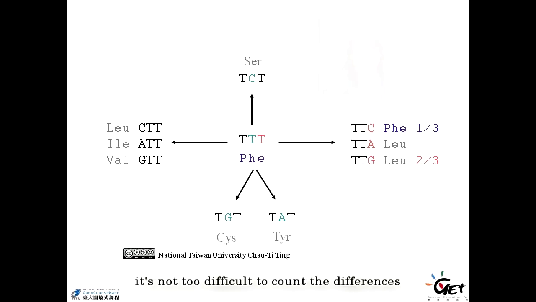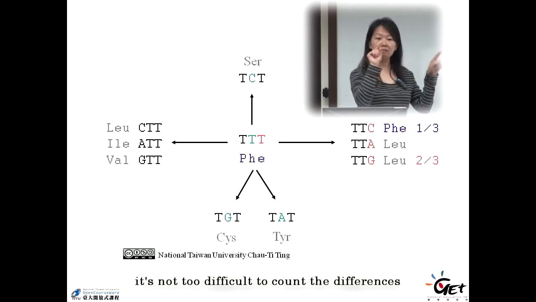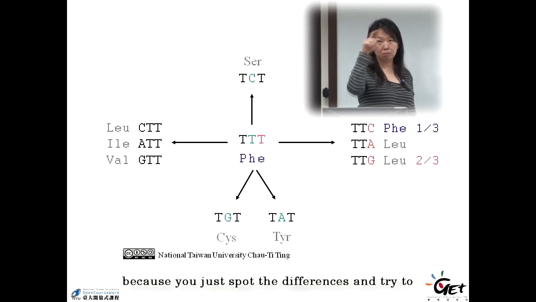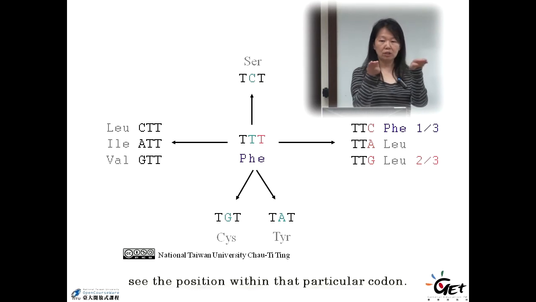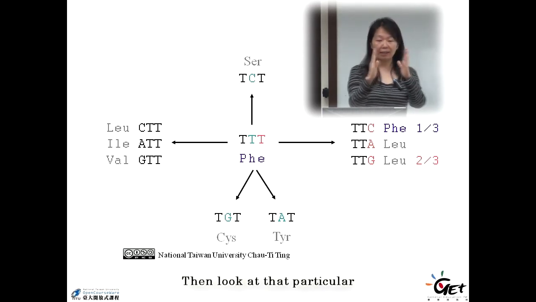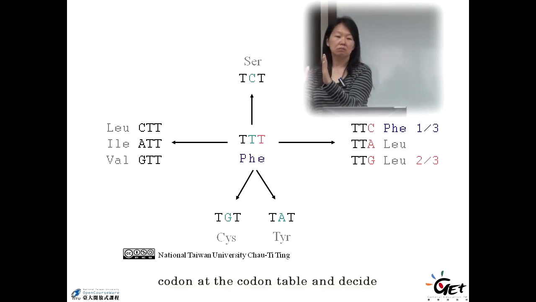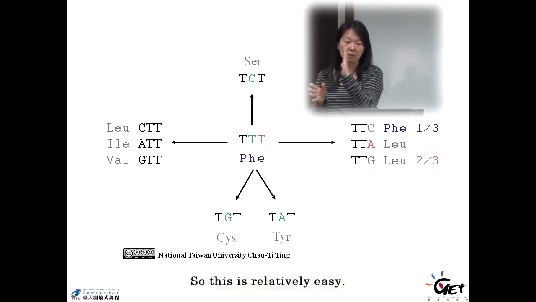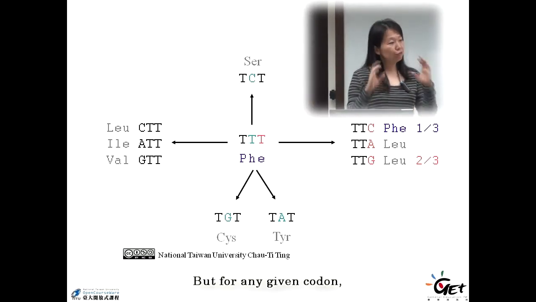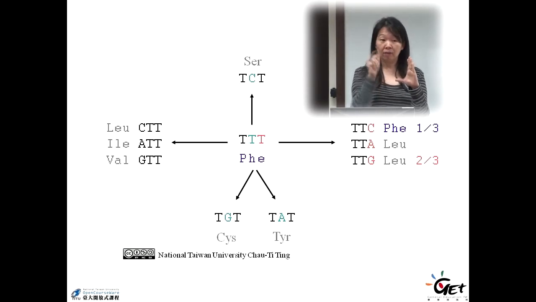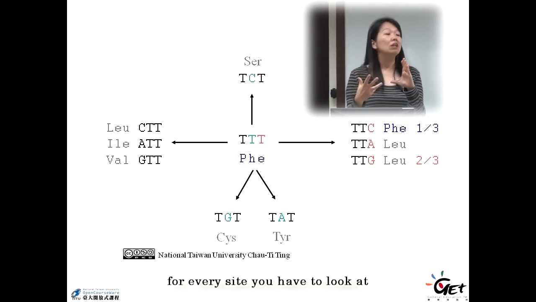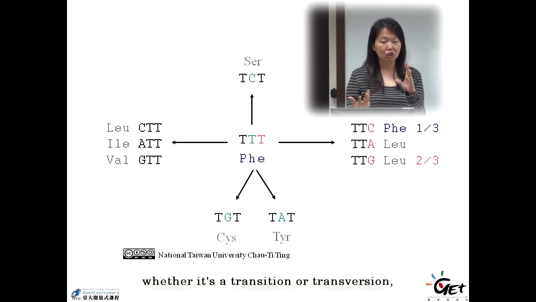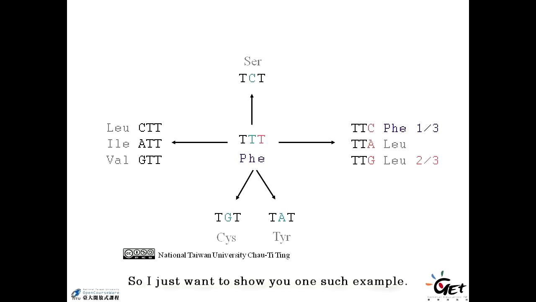I say it's not too difficult to count the differences, because you just spot the differences and try to see the position within that particular codon. Then look at that particular codon in the codon table and decide whether it's synonymous or non-synonymous. So this is relatively easy. But for any given codon, for every site, you have to look at whether it's a transition or transversion. It's a lot of work. So I just want to show you one such example.